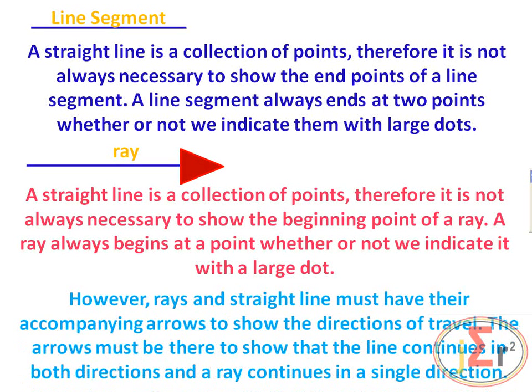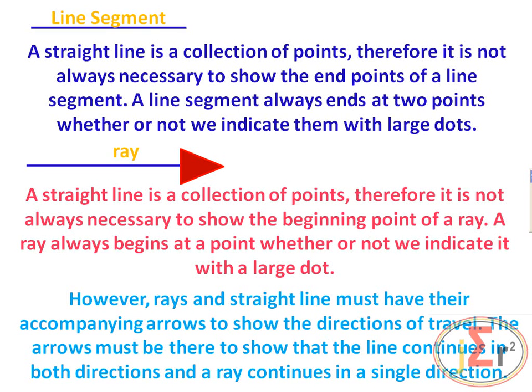However, rays and straight lines must have their accompanying arrows to show the direction of travel. So if we have a ray and if we have a straight line, those have to be indicated by making use of the arrows. They have to be accompanied by the arrows, and the arrows will show the directions of travel. Your ray and your straight line must have their accompanying arrows to show the directions of travel. The arrows must be there to show that the line continues in both directions and a ray continues in a single direction.